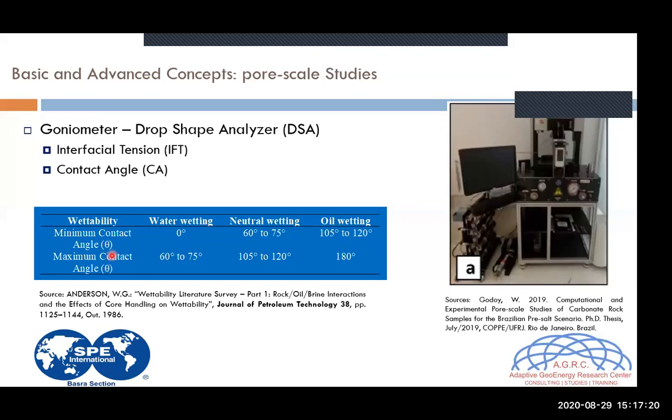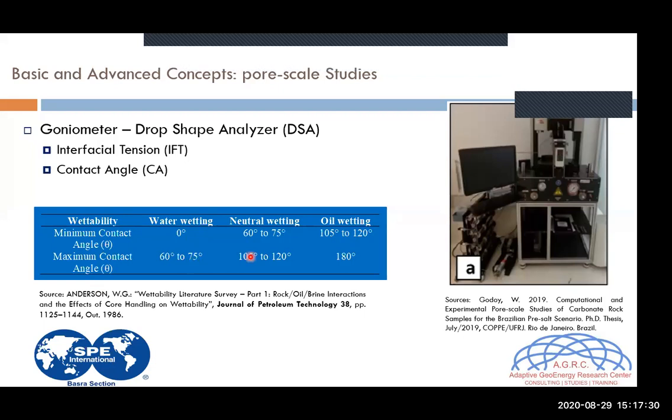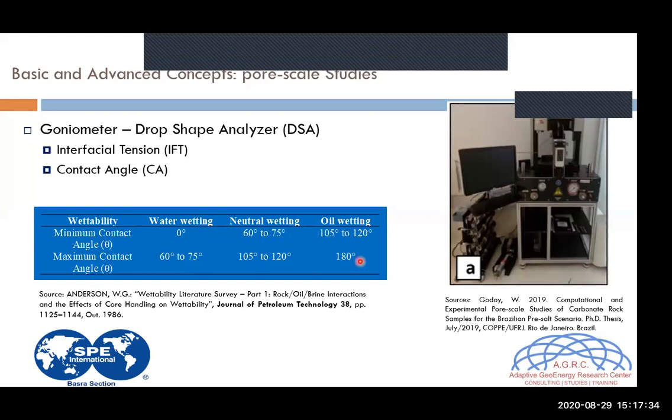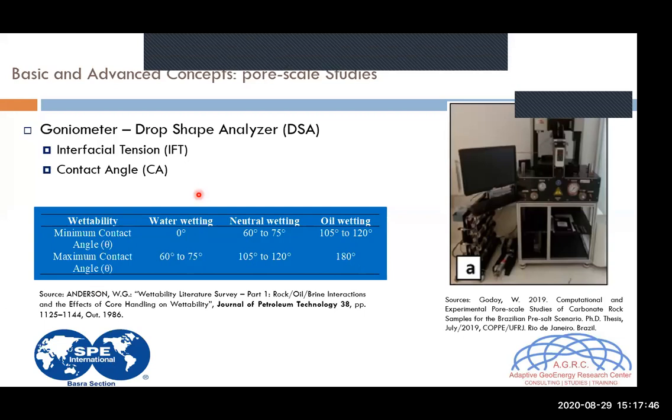And we have also the maximum contact angle that Anderson mentioned. If you think about the water wet scenario, between 60 and 75, for a neutral or mixed, between 105 and 120, and then for oil wet, a maximum contact angle of 180. This is a really interesting table because it gives you some ideas of what you can find in your system regarding the measurements that can be provided by this equipment.